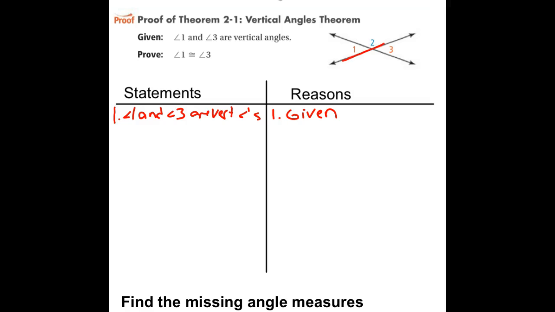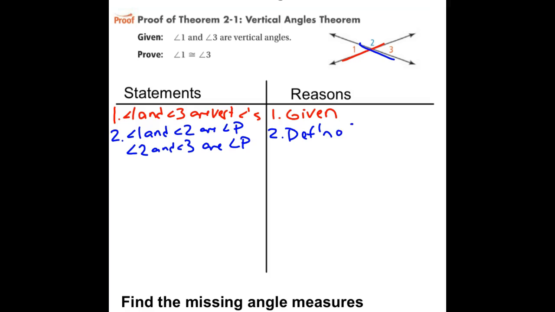And this angle 2 and 3, they're next to each other and they make a straight line. That's your definition of a linear pair. It's kind of a big deal. So I would probably say that angle 1 and angle 2 are a linear pair. Angle 2 and angle 3 are a linear pair. And the reason for that is just your definition of a linear pair: two angles that are next to each other make a straight line.